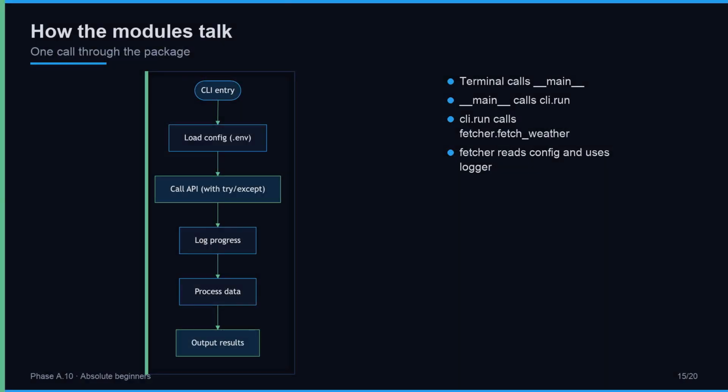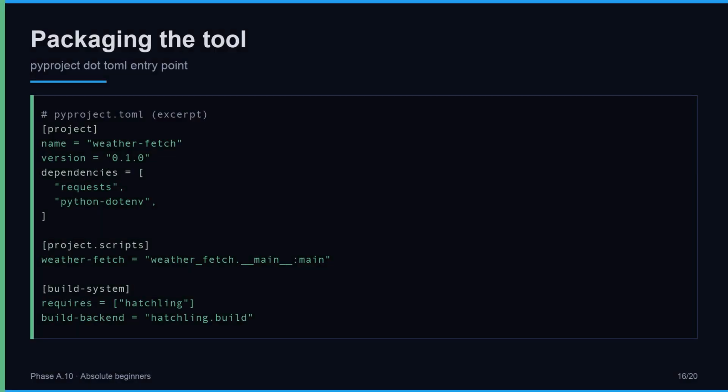Trace one call from start to finish. The user types the command at the terminal. The __main__ file parses the arguments and calls run in the CLI module. Run calls fetch_weather in the fetcher module, which reads settings from config and writes log lines through the logger. The fetcher returns a dictionary to the CLI module, which saves it as a JSON file and prints the summary. Every module talks only to the ones it needs. Nothing reaches across. That is what makes the package easy to change. One call end-to-end.